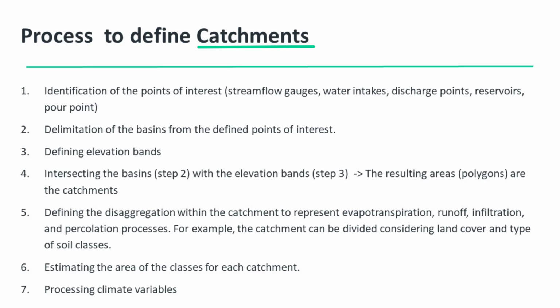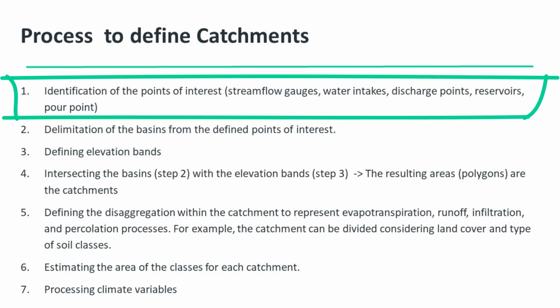7 steps are suggested to divide the basin into catchments when developing a hydrological model. The first step is identifying points of interest. The location of a stream flow gauge is a mandatory point of interest in the hydrological modeling in WEAP. You can consider water intakes, discharge points, and any other point of interest.